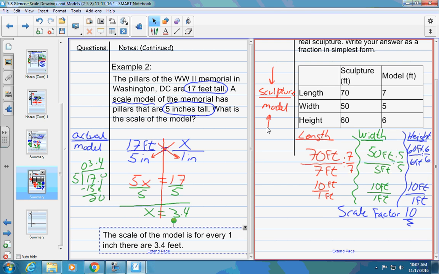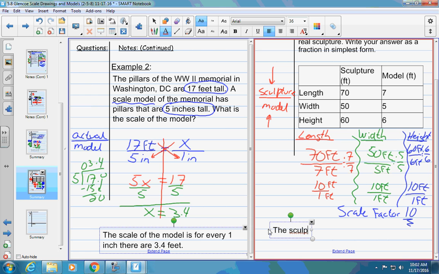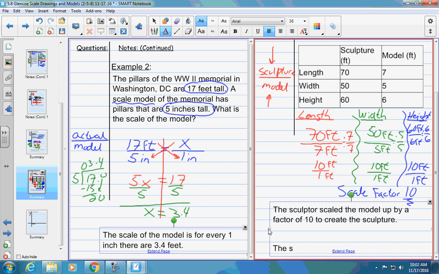And we can actually represent this better. We're kind of writing it out in a sentence. So what you would want to write here is: the sculptor, someone who makes sculptures, scaled the model up by a factor of 10 to create the sculpture. Or you could just write the sentence, the scale factor the artist used was 10. I like how you kind of relate that the model is scaled up by 10 to get to the actual sculpture.